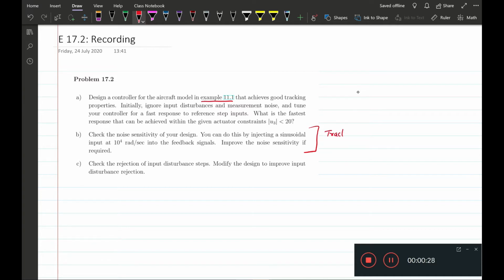tracking versus measurement noise rejection, and then as a second step understand the trade-off between tracking and input disturbance.